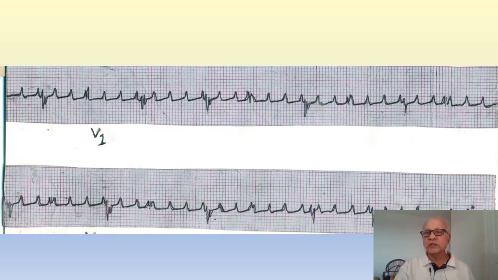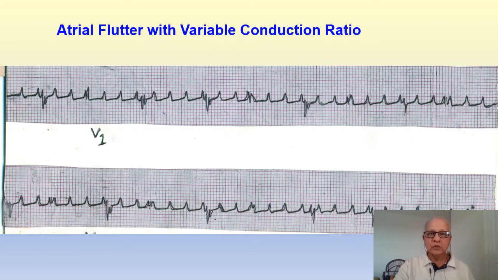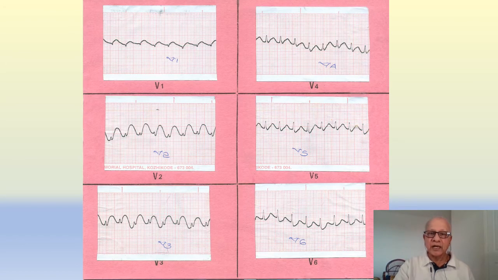This will give you the diagnosis if you are careful. Now we'll go on to the next slide. So this was atrial flutter with a variable conduction ratio.